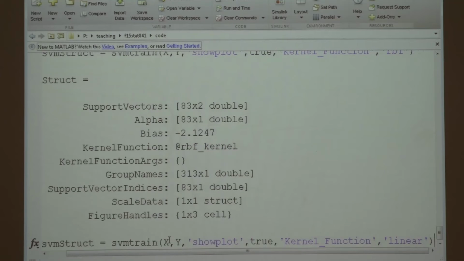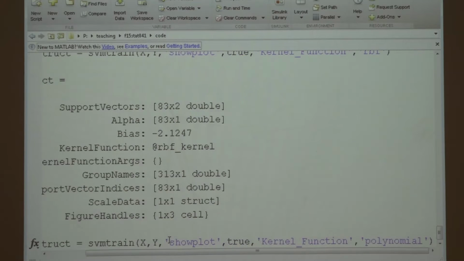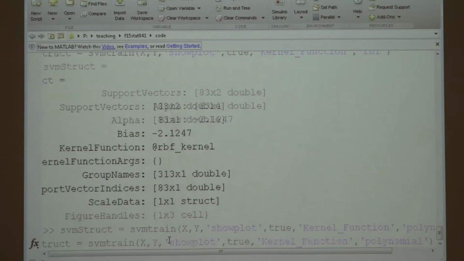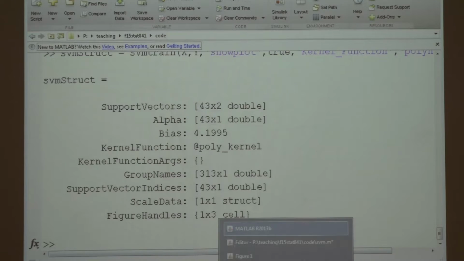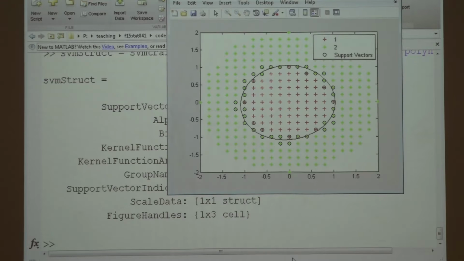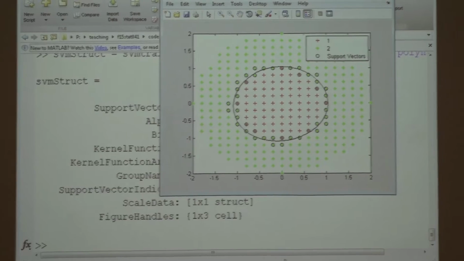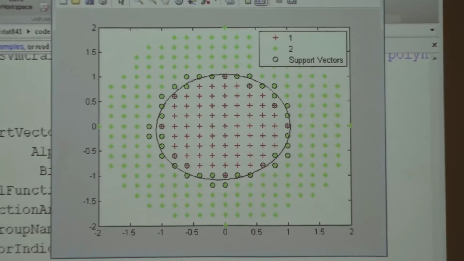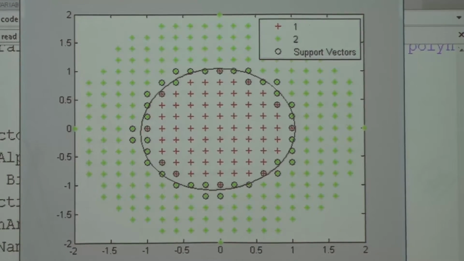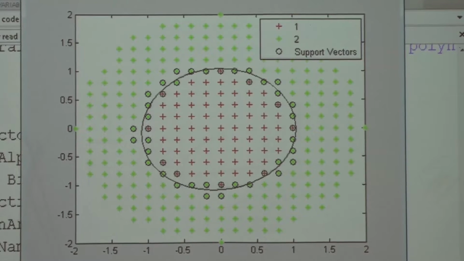You can use polynomial kernel, for example. In this case, polynomial kernel also does a pretty good job. You know, kernel, as I mentioned in the previous lecture, is a way of measuring similarity between two sets of points, and different kernels have different behavior.